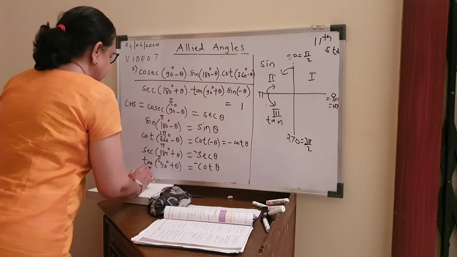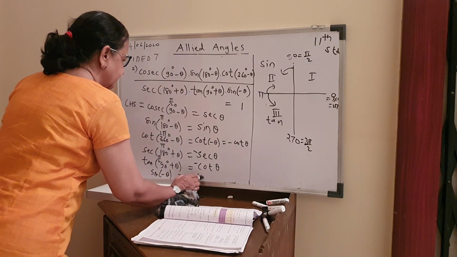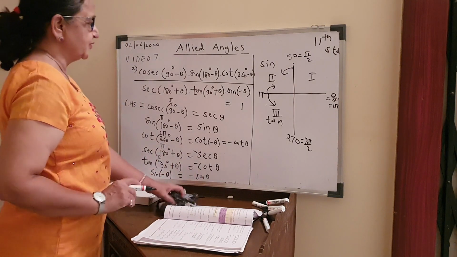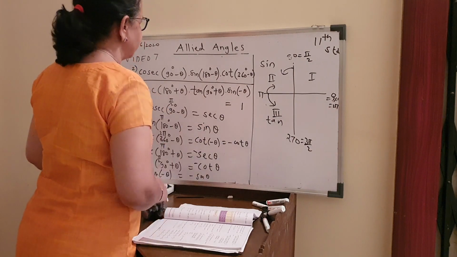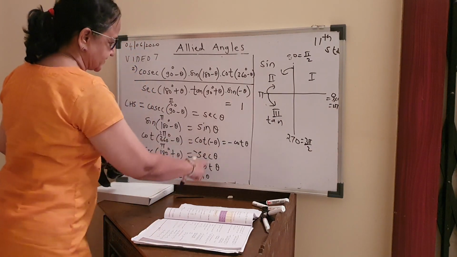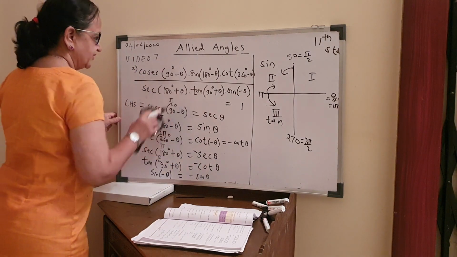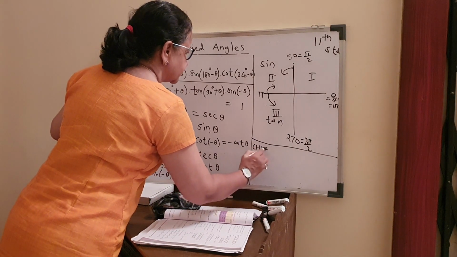And finally, sine of minus theta is always minus sine theta. All answers we wrote. Okay? So now LHS is equal to, because all the answers are here. Okay? So I'll write here LHS is equal to.